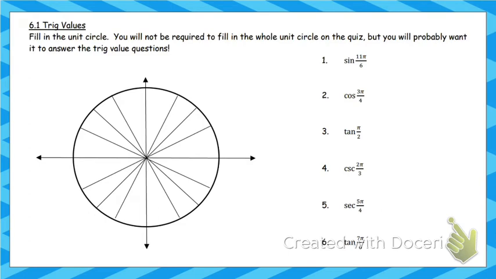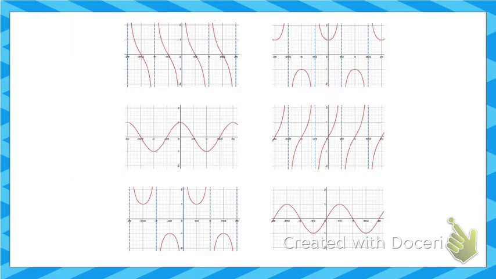All right, so after we reviewed our trig values, we learned our new parent functions. So again, just know which graph is which. The waves are sine and cosine. If it has a point at 0, 1, if it starts at the top, that's cosine. If it goes through 0, 0, if it starts in the middle, that's sine.